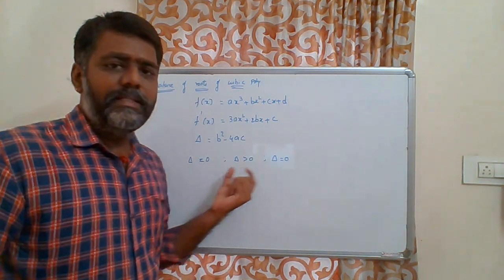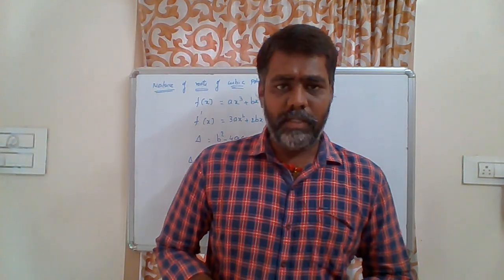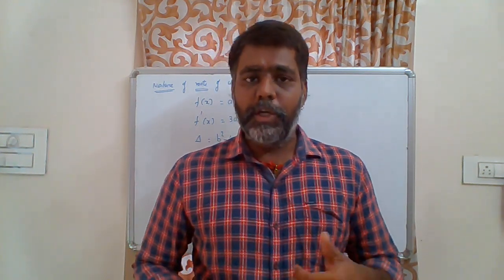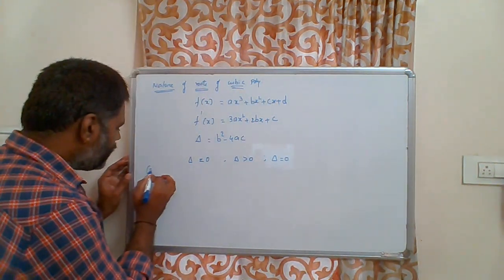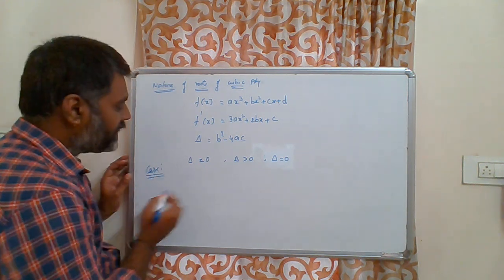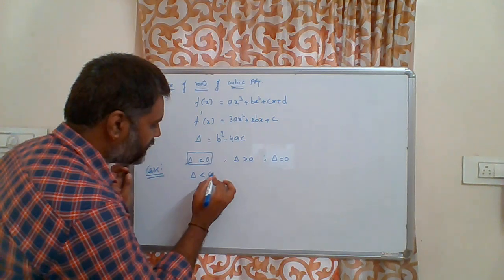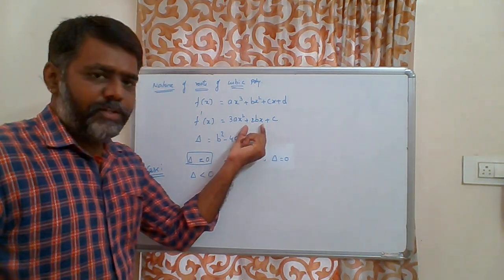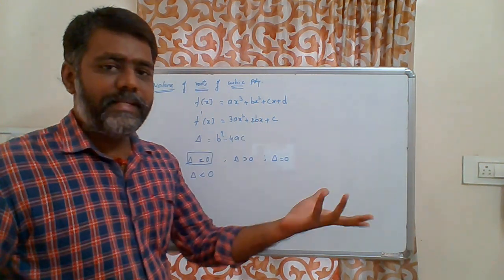By using these three cases, we can conclude the nature of roots of the quadratic equation, and from that we can conclude the nature of roots of the cubic equation. Now first of all let us see case 1. Case 1 is delta less than 0. Delta less than 0 means the quadratic equation, that is f dash of x, contains two imaginary roots.